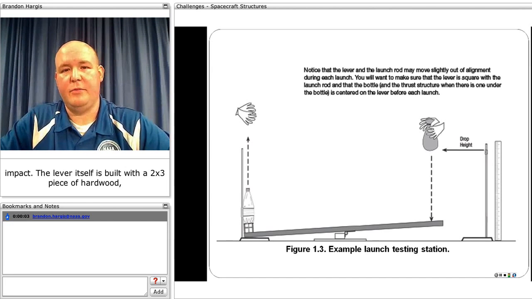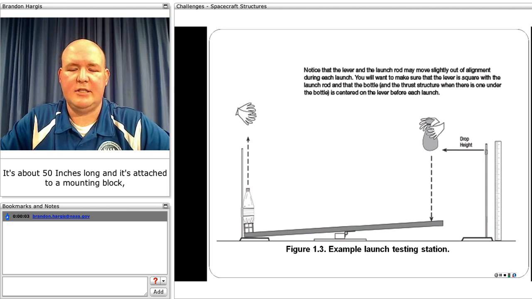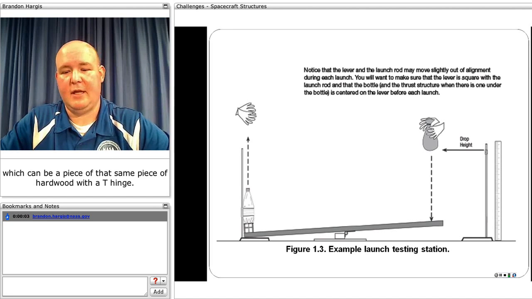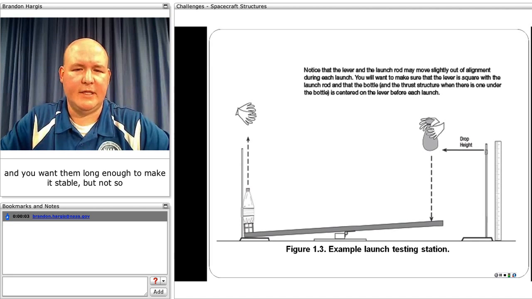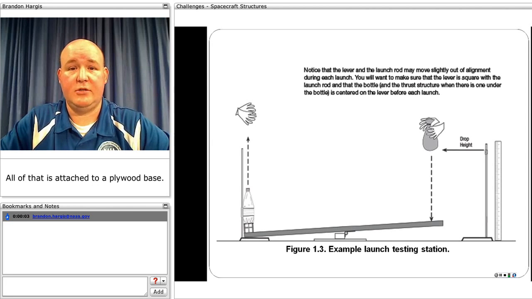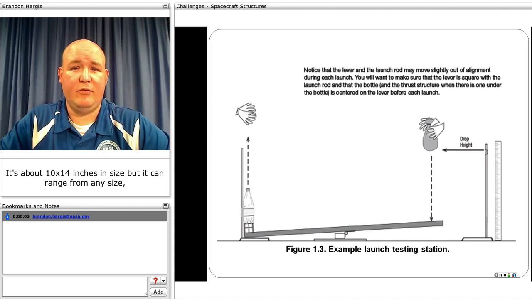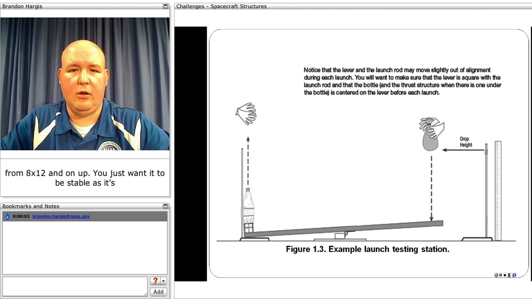The lever itself is built with a 2x3 piece of hardwood, and it can also be a 2x4 if you're unable to find a 2x3. It's about 50 inches long, and it's attached to a mounting block, which can be a piece of that same hardwood, with a T-hinge. That T-hinge is attached with flathead wood screws, and you want them long enough to make it stable, but not so long that they poke through the end of the wood. All of that's attached to a plywood base. It's about 10 by 14 inches in size, but it can range from any size from 8 by 12 and on up. You just want it to be stable as it's sitting on the ground.